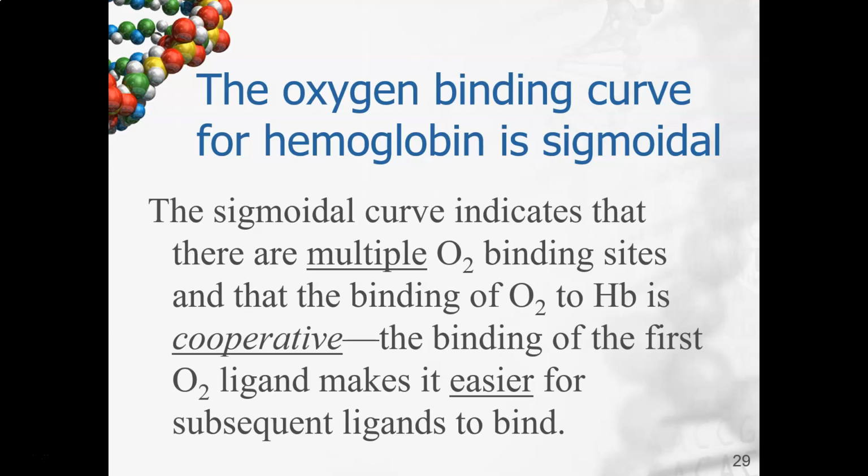The sigmoidal curve indicates that there are multiple oxygen binding sites, so we've already seen that, but it also means that the binding of oxygen to hemoglobin is cooperative. What that means is that binding of the first oxygen ligand makes it easier for subsequent ligands to bind.